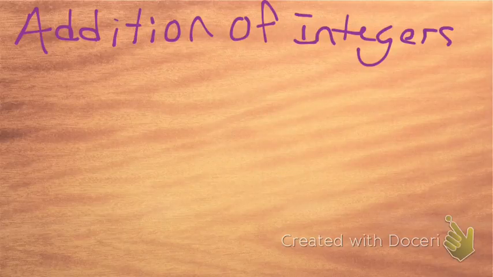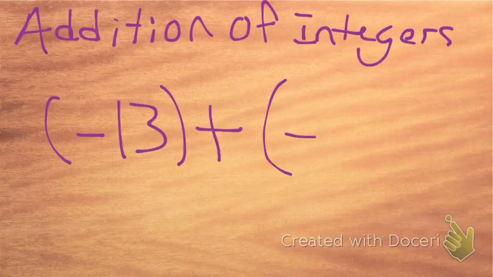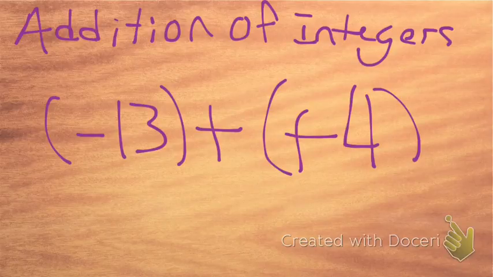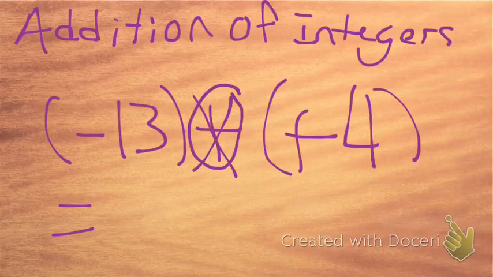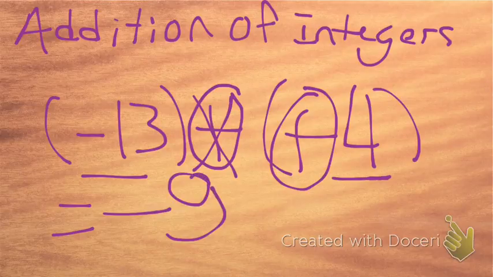Okay, so for addition, for example, -13 plus +4. Since we have -13, how I like to think about it is just take that off and use this. So -13 plus 4 is -9, because you don't really need the positive next to the 4.